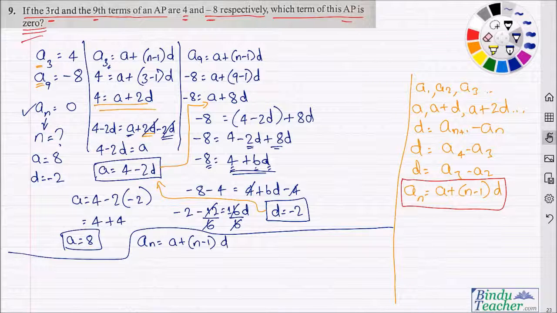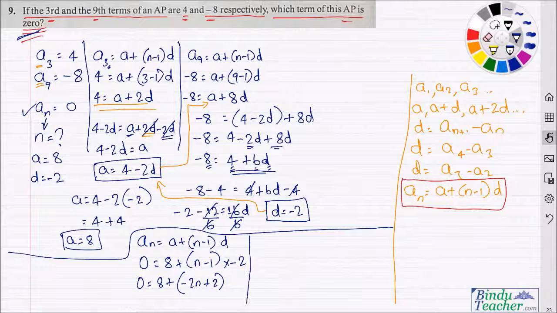Now a of n is already given as 0 here, as you can see. So we'll write 0 equals, now the value of a is 8 plus, we do not know n, so we will write it as this, d is minus 2. Now let's solve this. 0 equals 8 plus, now we will multiply minus 2 into minus n, so we get minus 2n, and minus into minus is plus 2.